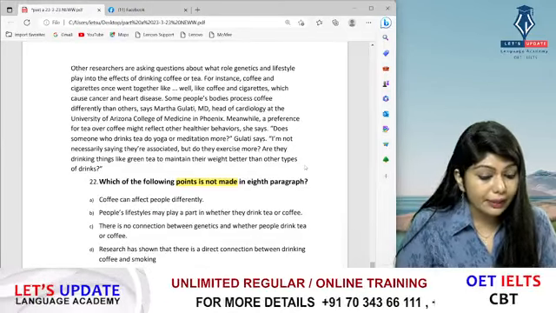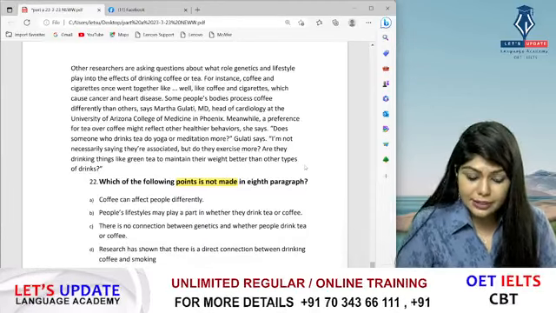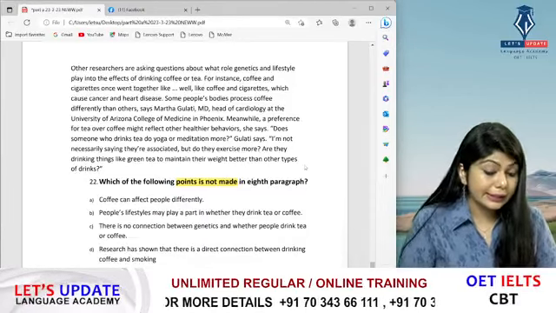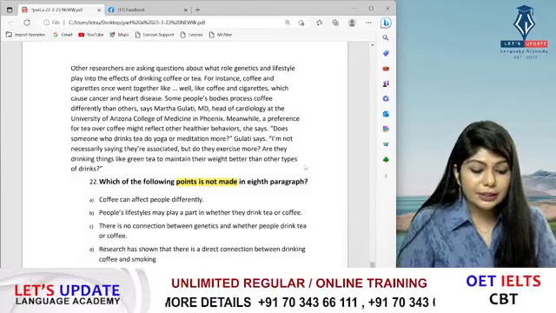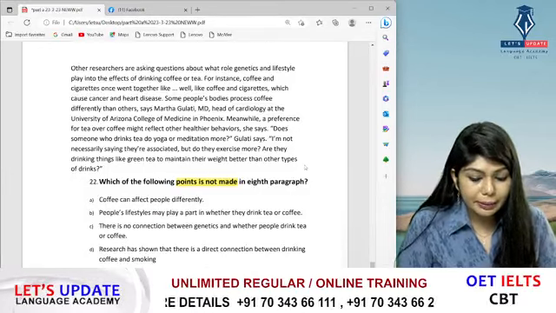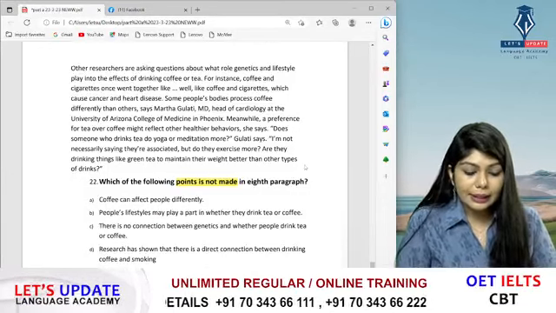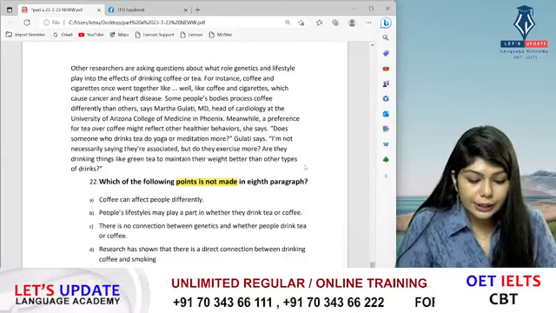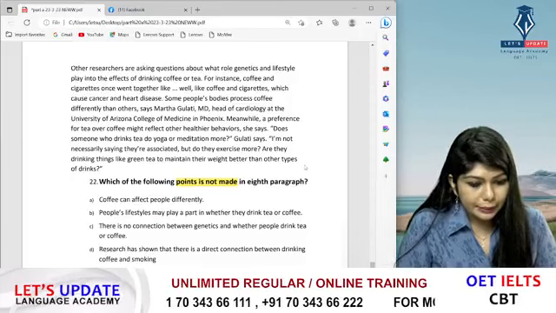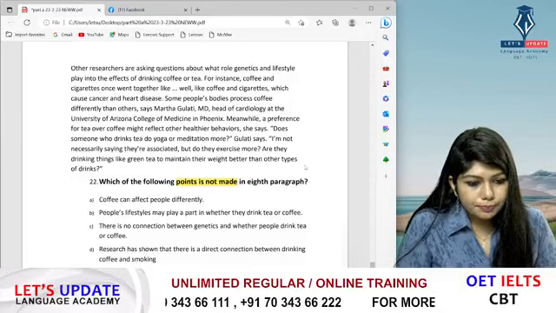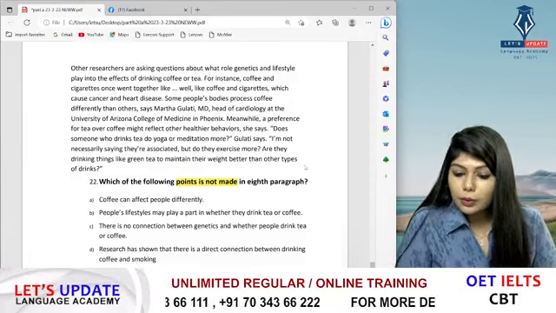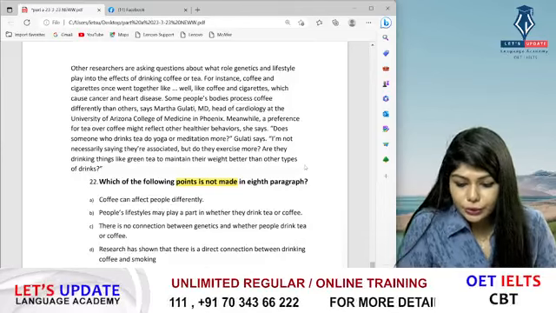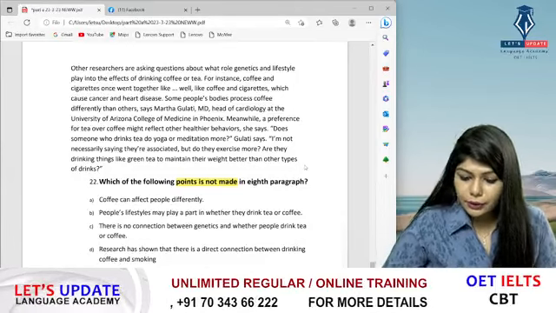A, coffee can affect people differently. B, people's lifestyle may play a part in whether they drink tea or coffee. Option C, there is no connection between genetics and whether people drink coffee or tea. D, research has shown that there is a direct connection between drinking coffee and smoking. Okay, so those are the four options. So what do you think is the correct answer?